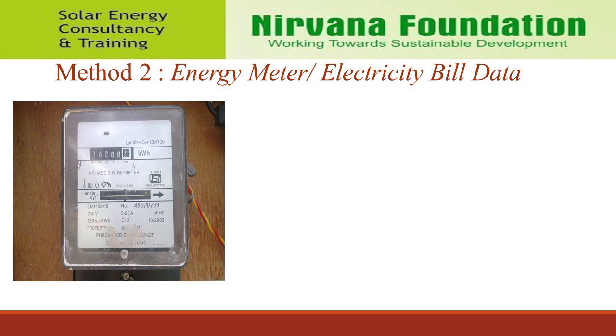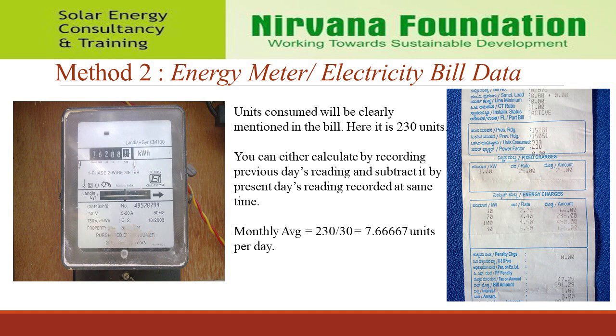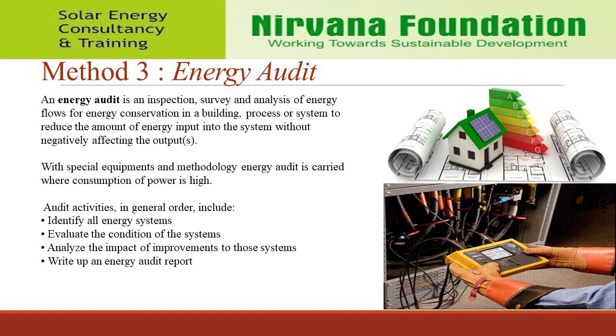Energy meter. It is used in domestic and industrial AC circuits for measuring the power consumption. Units consumed will be clearly mentioned in the bill. Here it is 230 units. You can either calculate by recording the previous day's reading and subtracting it from the present day's reading recorded at the same time. Monthly average equals 230 divided by 30, which gives 7.66667 units per day.